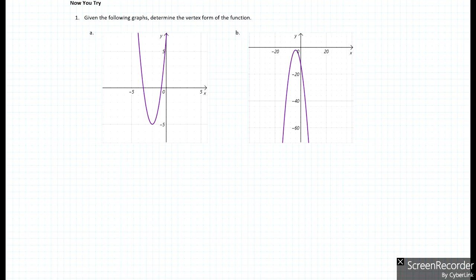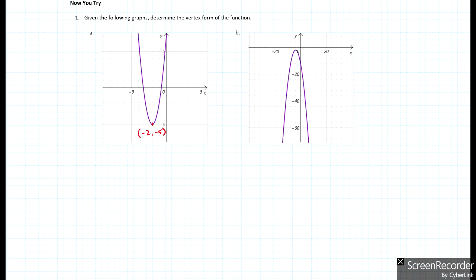In order to write the vertex form from the graphs, we again want to start off thinking about where the vertex is in each graph. In the first one, the vertex is right over here. When we look at the scale, the x and y axes again have the same scale, and each box corresponds to 1 unit. So we can identify the vertex coordinates to be -2, -5.